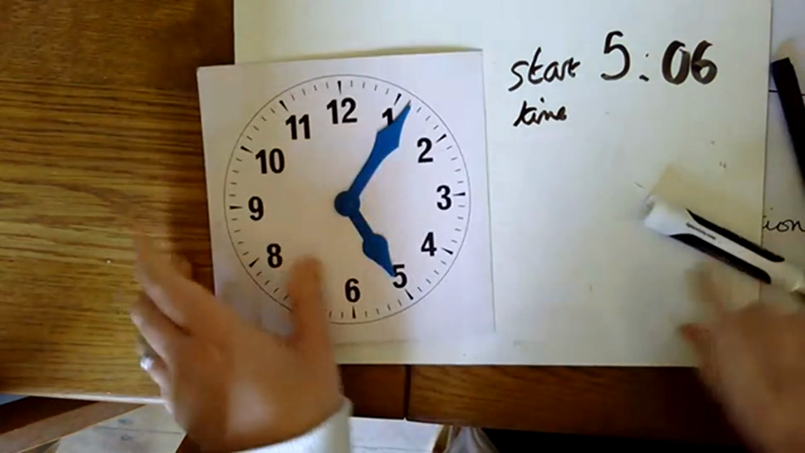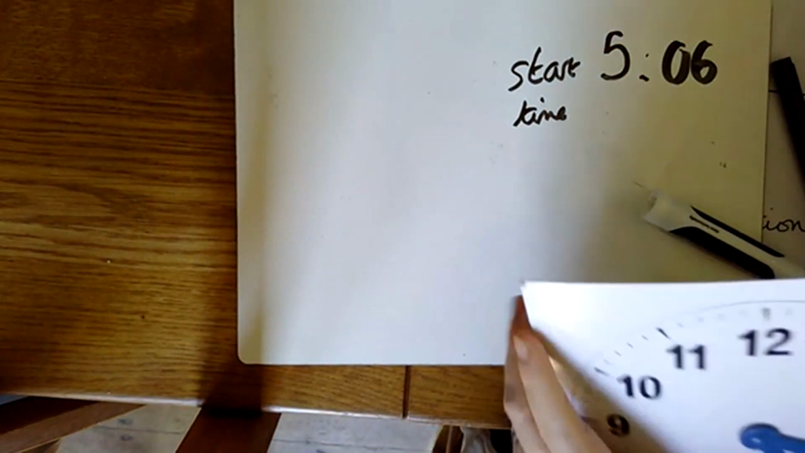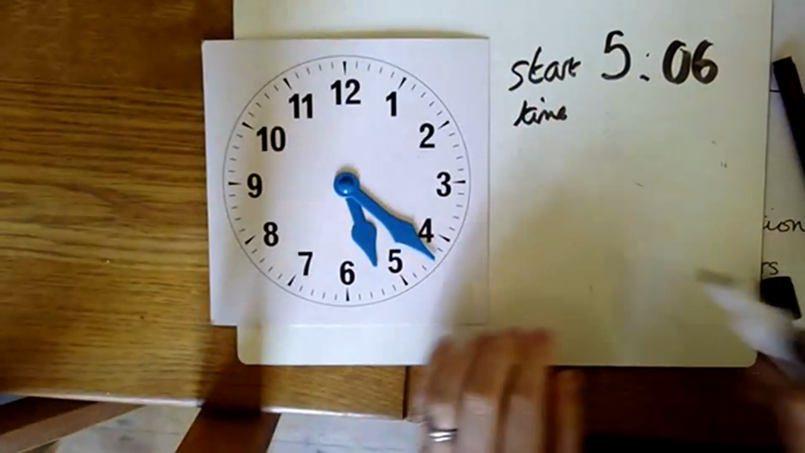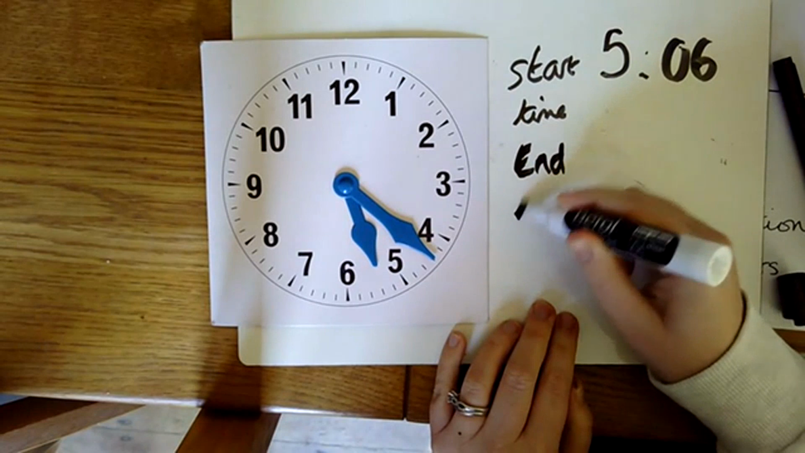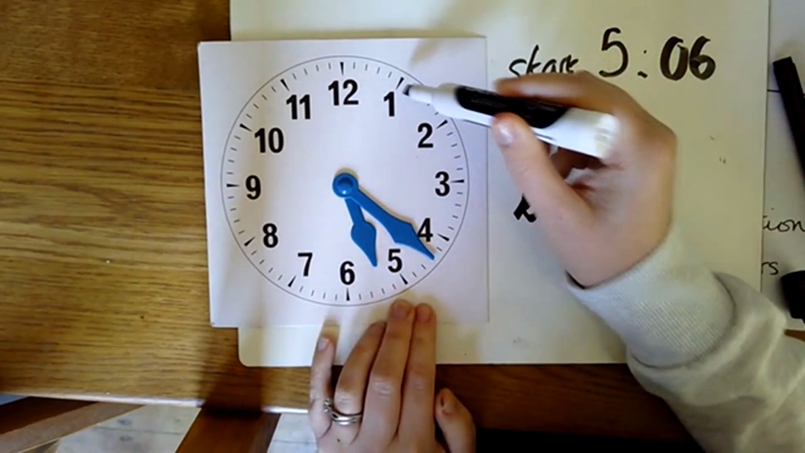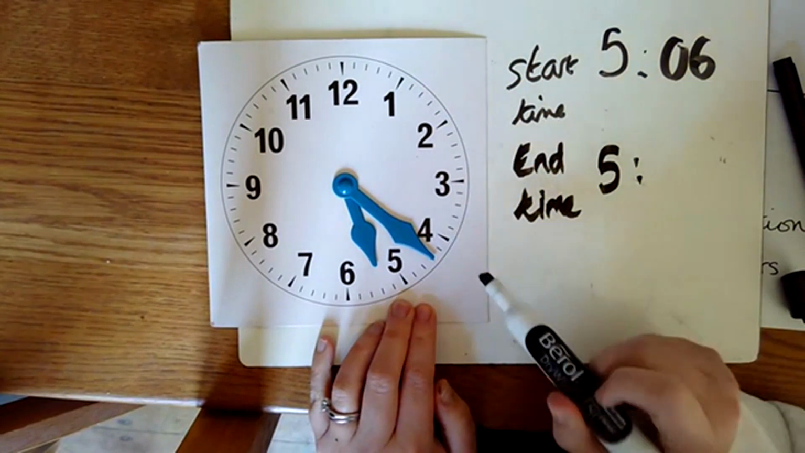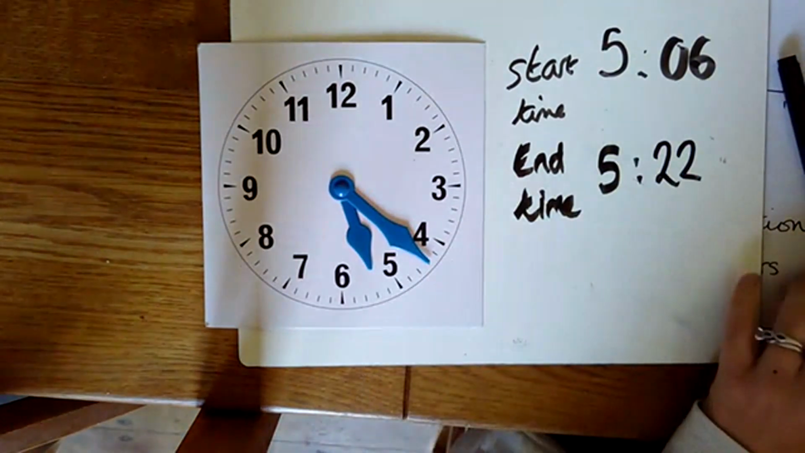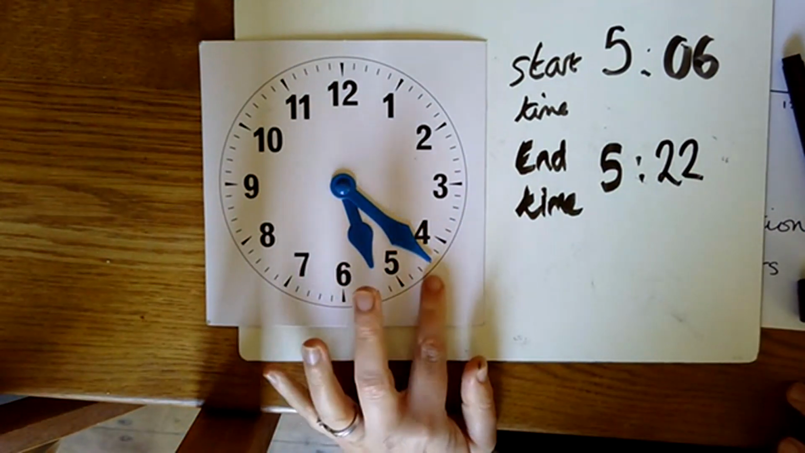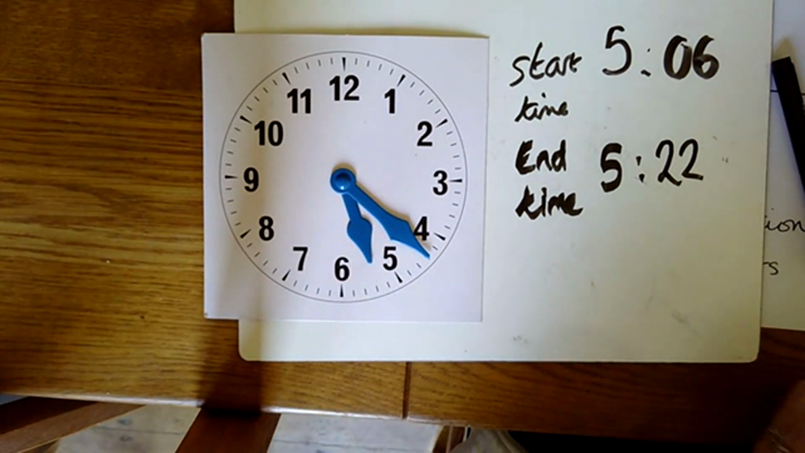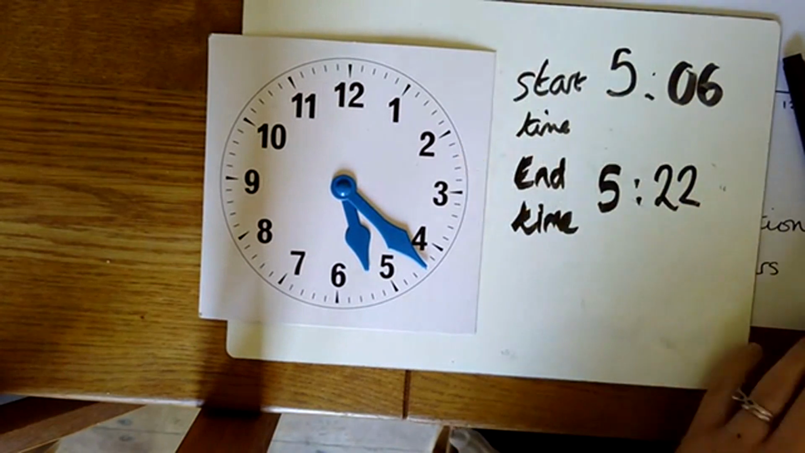My end time is, I'm within the same hour, so it's going to be 5. How many minutes? 5, 10, 15, 20, 21, 22. It's 22 minutes past, and remember, it's 22 minutes past because I haven't crossed my half hour. So what I'm now trying to work out is the duration between these two times.